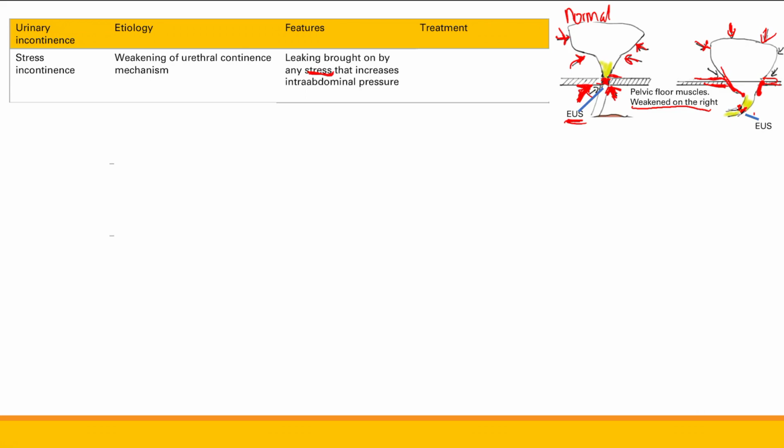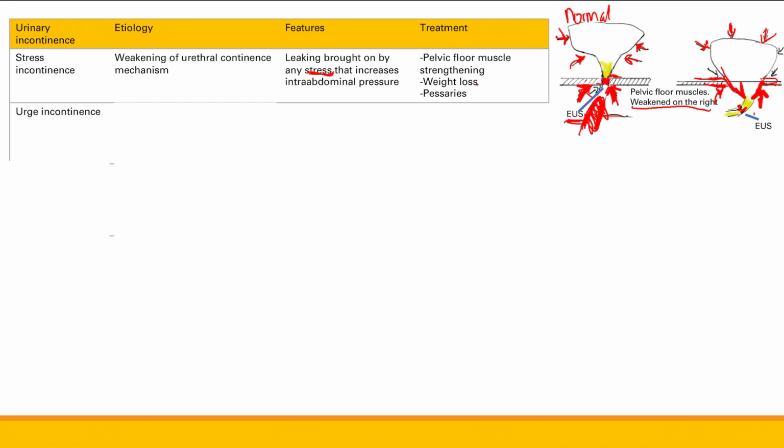Okay, how do we treat this? Number one, you can strengthen your pelvic floor muscles with Kegel exercises and pelvic floor physical therapy. Number two, weight loss, which decreases that intra-abdominal pressure. And finally, you can give them a pessary. A pessary is just an object that you put in the vagina, and it actually doesn't work very well, but you can get tested on it. It adds more bolstering to the pelvic floor and prevents this urethral hypermobility. Okay, that's stress incontinence.